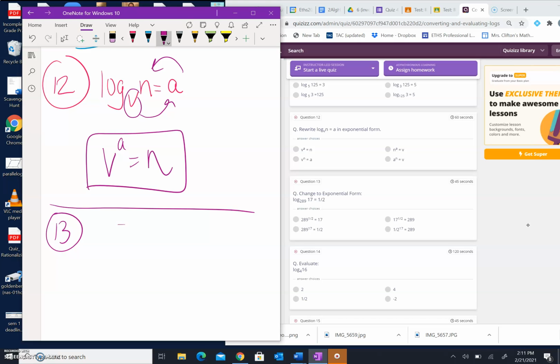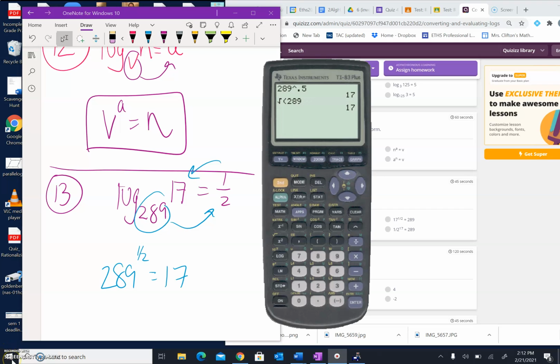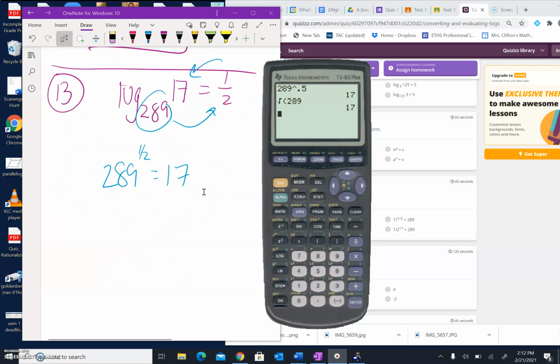Number 13, log base 289 of 17 equals a half. This one might look a little bit weird to you. What this one is saying, if we think about our circle method, is 289 to the 1/2 power is equal to 17. So the question is, how do I shrink something, right? Raising it to a power. I'm going to do a quick calculator pull-up. And here is the calculator. You'll notice I did both to the power of 1/2 and the square root. Those both result in a 17.